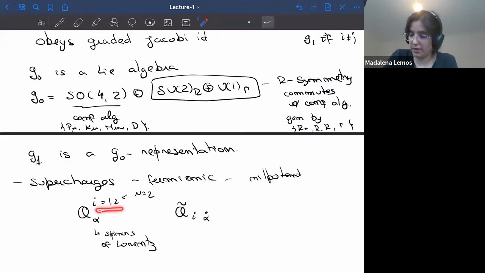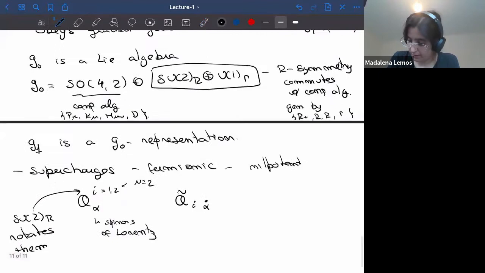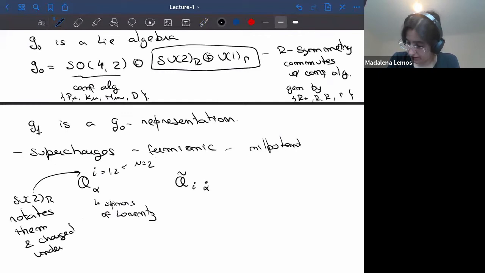So SU2R rotates them. And they are charged under U1R. So I wrote here half of the supercharges so far. I need to write two more. These are the ones called Poincaré supercharges. And then I have two more, which are the conformal supercharges.